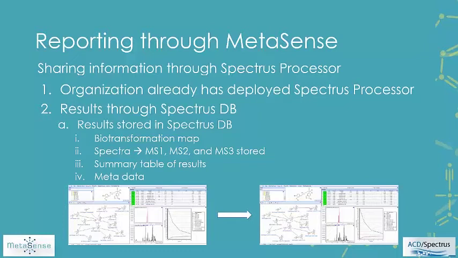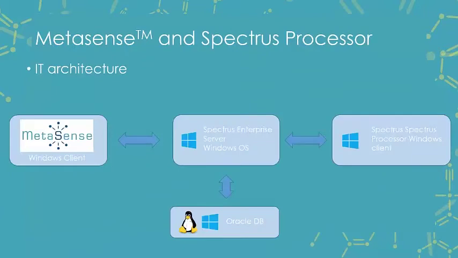In terms of the IT architecture that's going to be required for this, we have the Windows client for MetaSense, and that talks to the Spectrus Enterprise server, which sits on a Windows OS server. For an enterprise solution, you need an Oracle DB in the back end, and you need Spectrus Processor on the right-hand side that will communicate with the Spectrus DB Enterprise server. So it's a very simple IT setup.